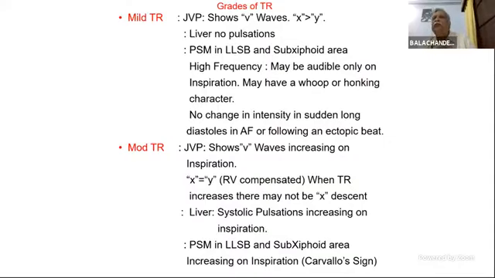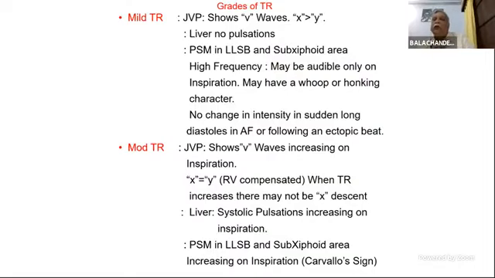And there is no change in the intensity in the sudden long diastoles in atrial fibrillation or following an ectopic V. In moderate TR, that depends upon the pulmonary arterial hypertension, and also in JVP, it may show a V wave, which increases on inspiration. But again, although we say RV is compensated when the X descent is equal to the Y descent, it's difficult to make out. There may not be any X descent at all.